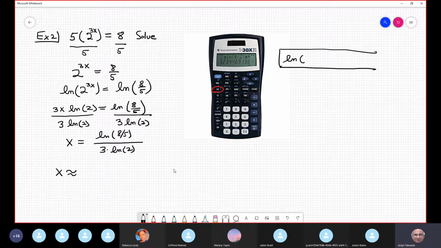Okay, I put 8 divided by 5, 8 division symbol 5, close the parentheses. It's important you close the parentheses because the closing parenthesis indicates when the line finishes. The line starts with 8 but finishes with 5, and in the middle we have division because it's a fraction. Then divided by another division. It's the same symbol, because the calculator has only one symbol.